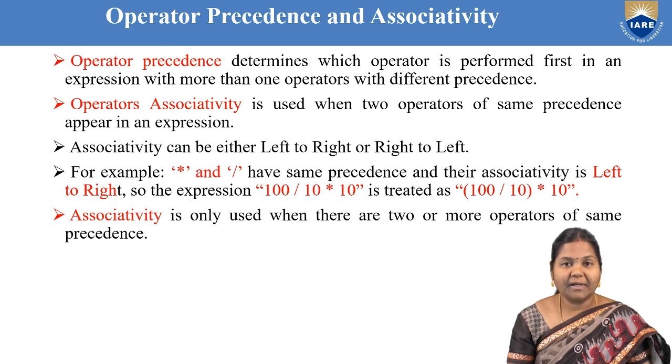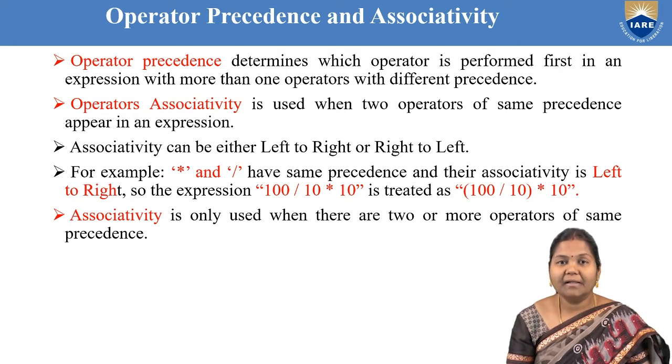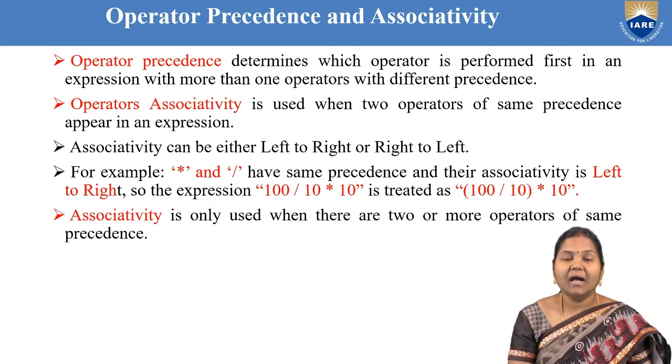Second thing is called operator associativity. When two or more operators are there with the same precedence in an expression, then operator associativity is used. Associativity decides whether the operator should be applied from left to right or from right to left. So, the order of execution, left to right or right to left, is also decided by operator associativity. These two things, operator precedence and associativity, are combinedly applied while solving mathematical expressions.